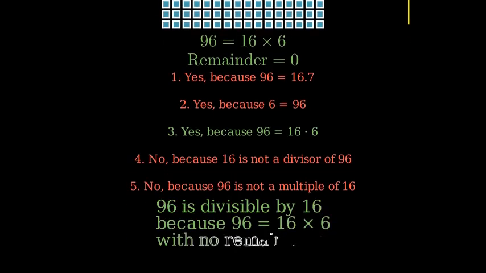Therefore, 96 is divisible by 16 because 96 equals 16 times 6 with no remainder.